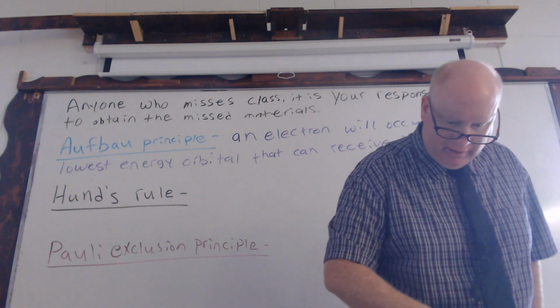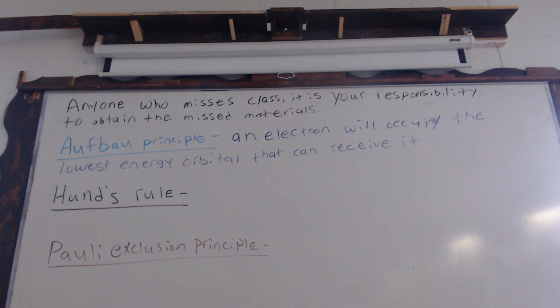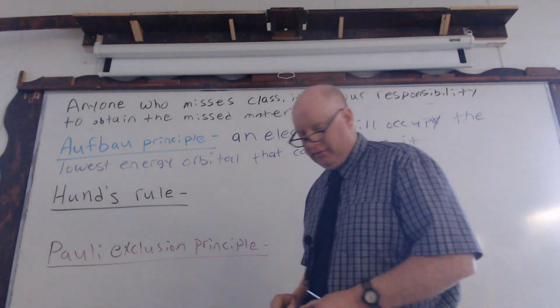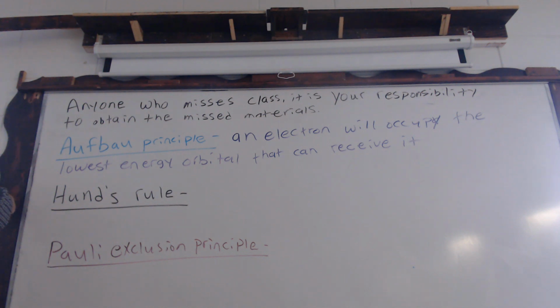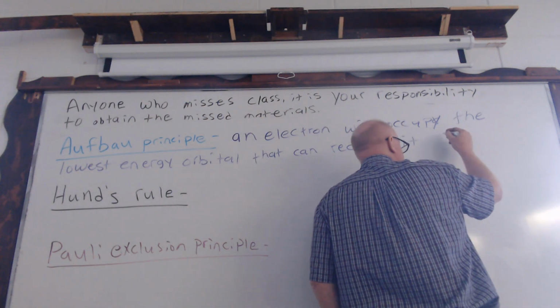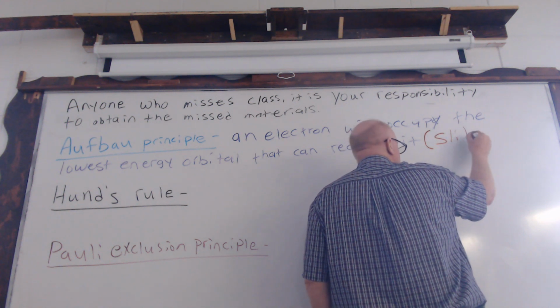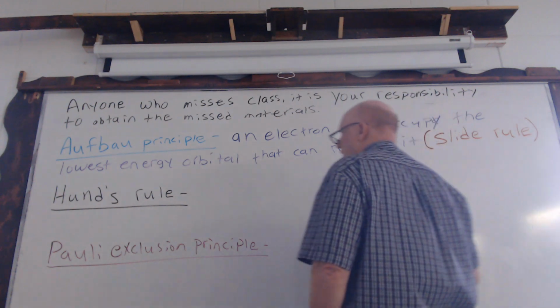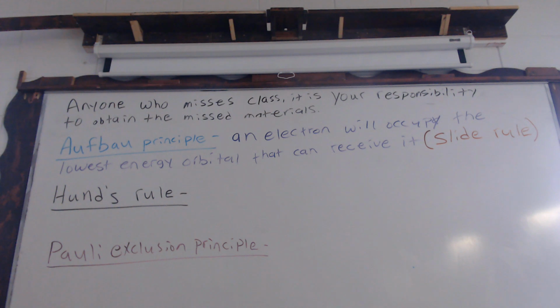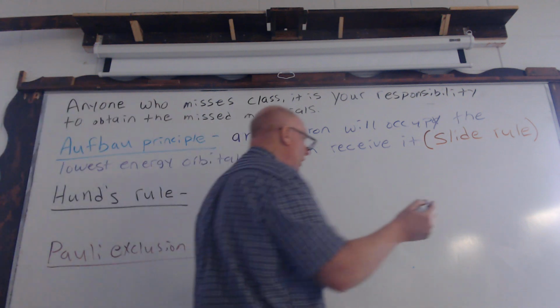So when we say the lowest energy orbital that can receive it, if you look to the right, it shows a specific diagram in figure 16, and what that is illustrating is, like you just said, the slide rule. Perhaps this will help you separate that content out. We could just put this in parentheses, but that wouldn't be on your evaluation. Now, once the 3p energy level is full, it doesn't go to the 3d, does it? And that's explained to you in this slide rule.